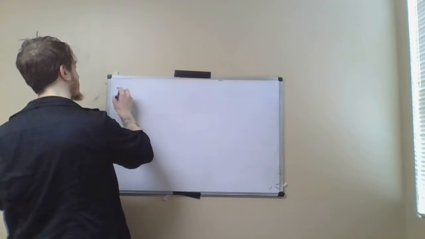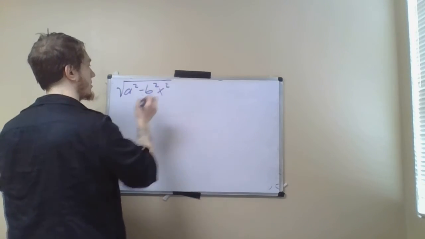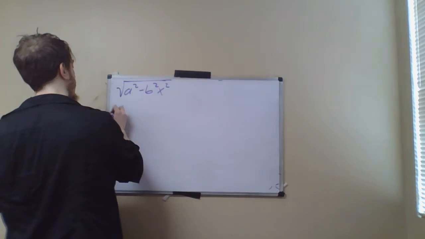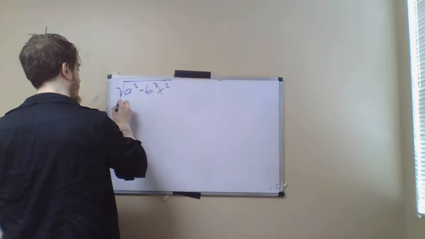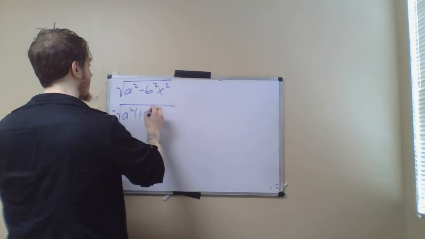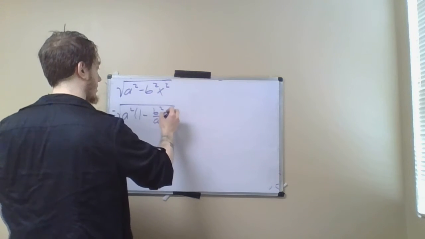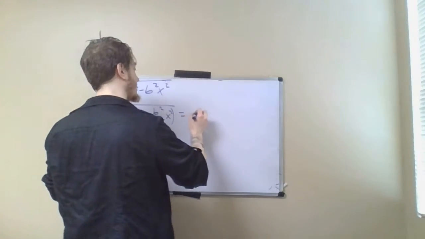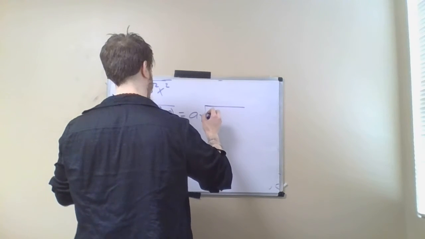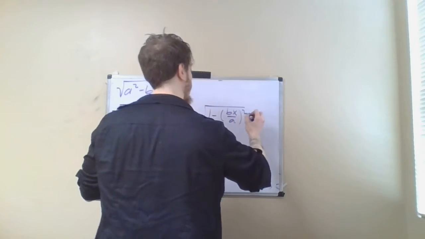If I have the square root of a squared minus b squared x squared, and I want to simplify it, I can always think of this as the square root of a squared times 1 minus b squared over a squared x squared. And this is going to be a times the square root of 1 minus bx over a, squared.